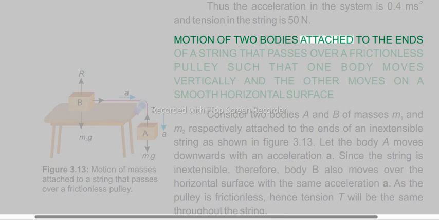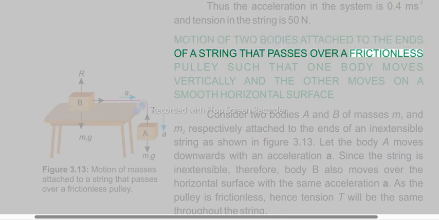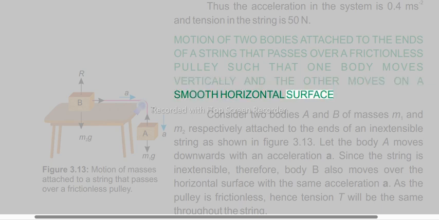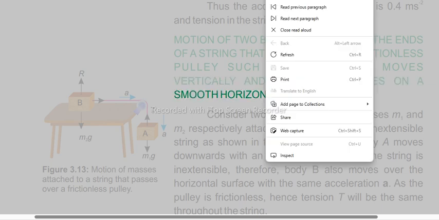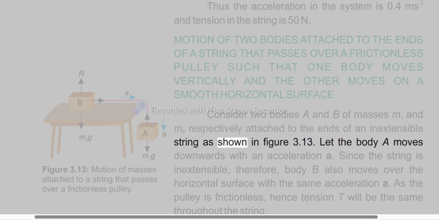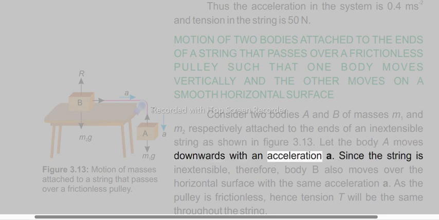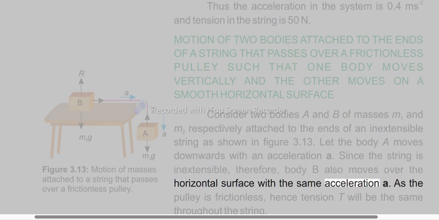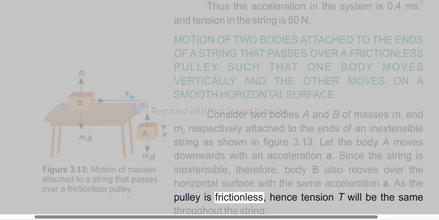Motion of two bodies attached to the ends of a string that passes over a frictionless pulley such that one body moves vertically and the other moves on a smooth horizontal surface. Consider two bodies A and B of masses m1 and m2 respectively attached to the ends of an inextensible string as shown in figure 3.13. Let the body A move downwards with an acceleration a. Since the string is inextensible, body B also moves over the horizontal surface with the same acceleration a. As the pulley is frictionless, the tension T will be the same throughout the string.